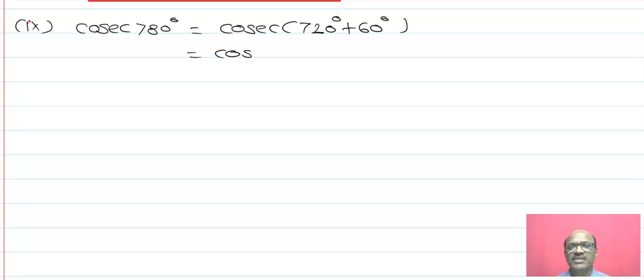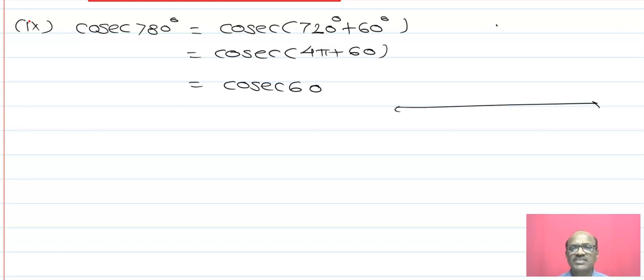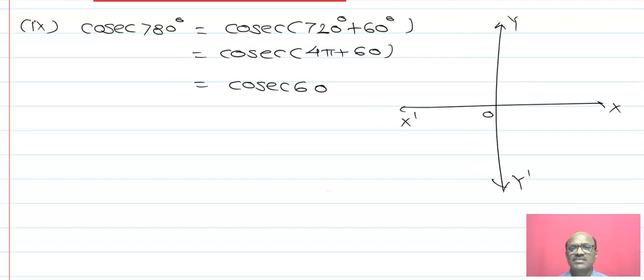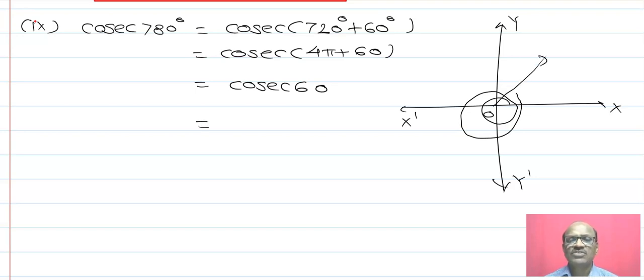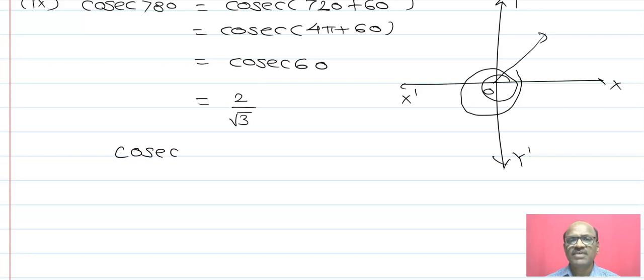Now the next is cosec 780, that is equal to cosec 720 plus 60. 720 means what? 4 pi plus 60. Now 4 pi plus 60 comes again in the first quadrant. Therefore, it is cosec 60. Now see this angle. See this, x-axis, y-axis, 2 pi, 4 pi and plus 60. It comes in the first quadrant, and cosec 60 is equal to 2 upon root 3, and the final answer, cosec 780 is equal to 2 upon root 3.